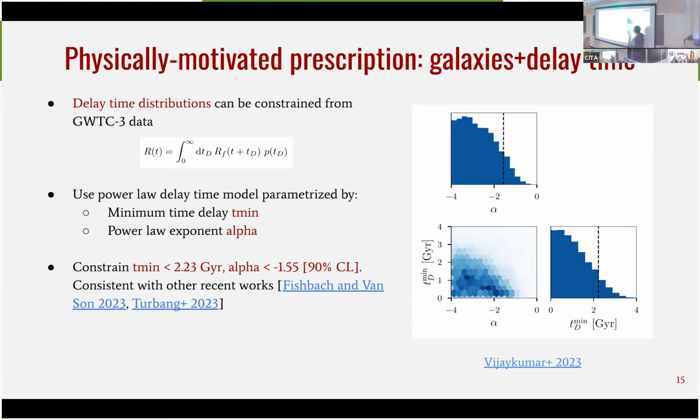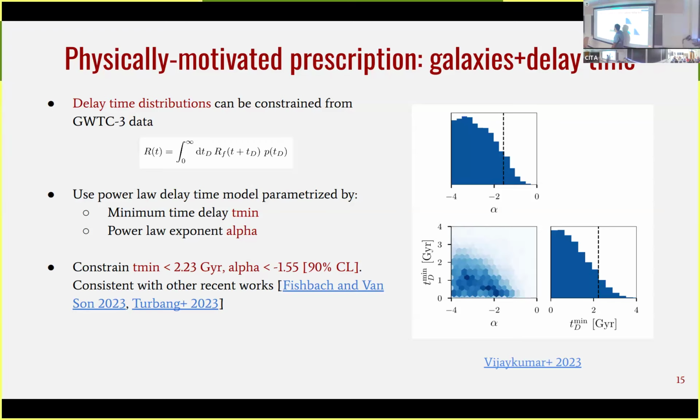And we can just use this model, parameterize the merger rate of binaries in GWTC-3 by this kind of function which depends on a formation rate and the delay time. This formation rate is just taken to be the formation rate of stars in the universe, so the cosmic star formation history. And for different choices of the time delay distribution, P of TD, you get different expectations for the R of z. And then you can compare this to your data and just constrain the parameters of this P of t.